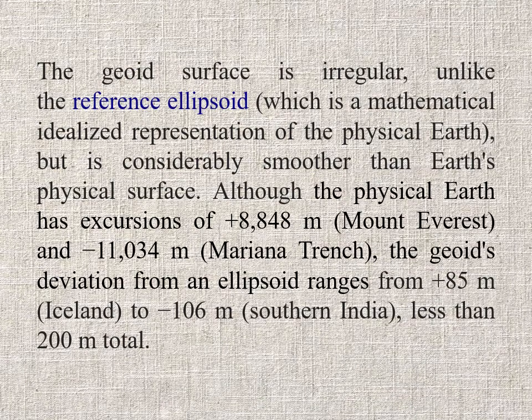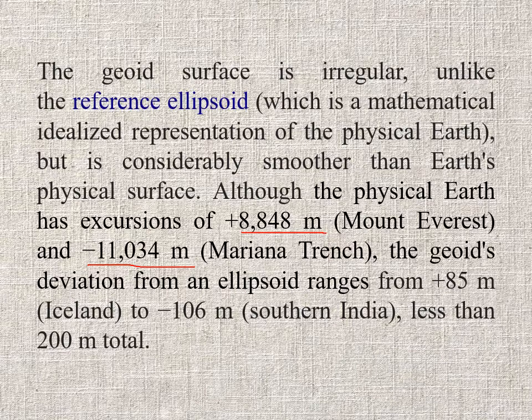The geoid surface is also irregular, unlike the reference ellipsoidal surface, which I already told you is a smooth surface. But the geoid surface is considerably smoother than the Earth's physical surface. The physical Earth has an excursion of about 9,000 meters, the height of Mount Everest, and the deepest part of the Earth's surface, that is the Mariana Trench, of about 11,000 meters.